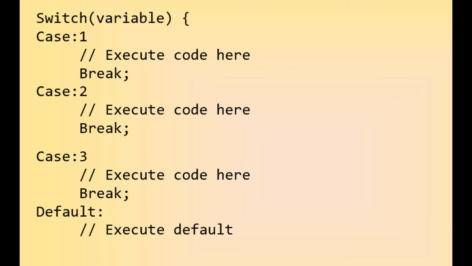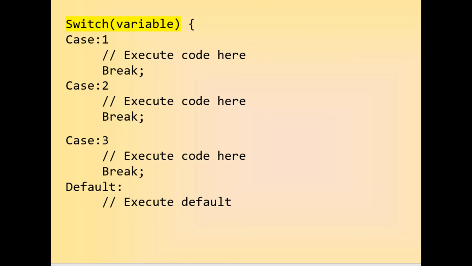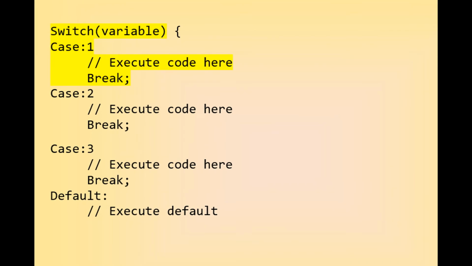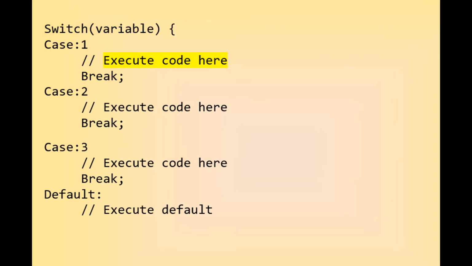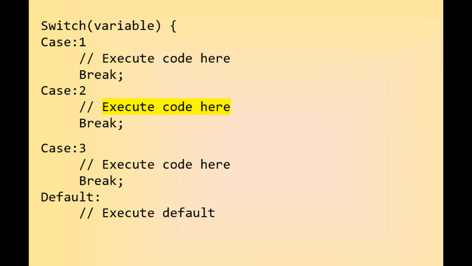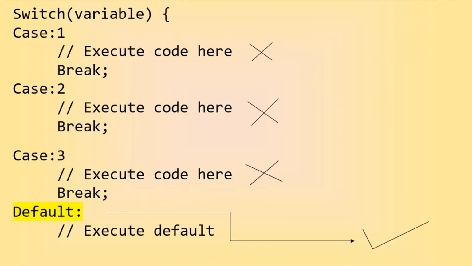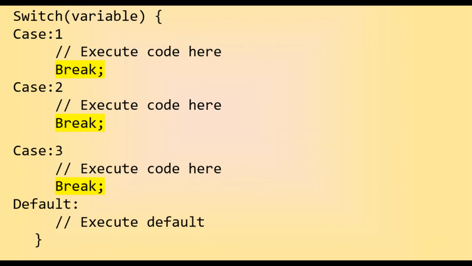So what do we mean by case, break and default keyword? This variable is a constant variable and it has some value. If the value of the variable is 1, then this statement will be executed, which means the value of the variable is equal to 1, so this code will be executed. Now if the value of this variable is equal to 2, then this code block will be executed, and at the end if the value of the variable does not match any case, then the default statement will be executed. Now what about this break statement?